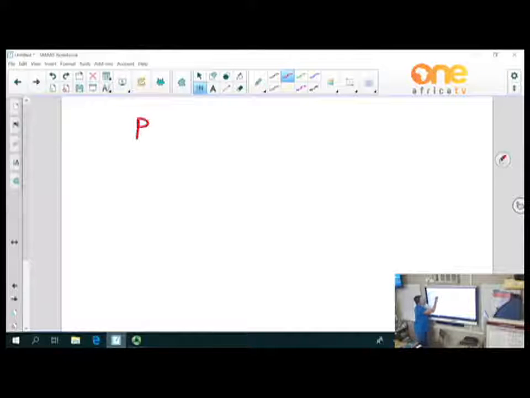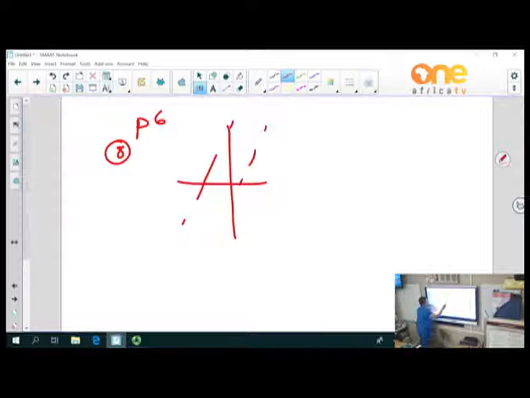We are now on page 6 of the worksheet, question 8. There is a graph looking like this with no equation. So you first need to find that equation before you can change it to an inequality. Right. Ashley, give me this line's equation.